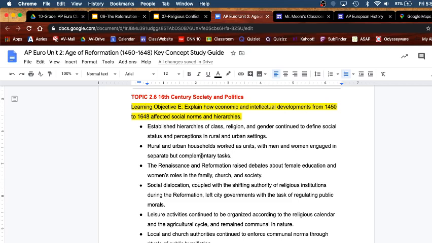I like that because I kind of feel like that whole idea of women seen as the second sex or that lower class in society, that is happening back in this time, but I see it growing and maybe standardizing more in later centuries, interestingly enough. The Renaissance and Reformation raised debates about female education and women's role in the family, church, and society. That is a constant thing that's happening in European history.